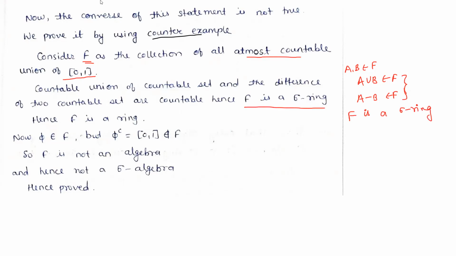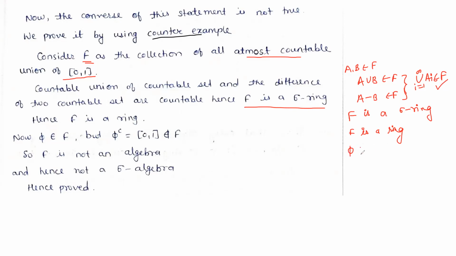F is a sigma ring, and we know that every sigma ring is a ring. So therefore, F is a ring. Also the third condition for a sigma ring, that is the union from i from 1 to infinity of A_i belongs to F, is also satisfied here. So therefore F is a sigma ring, and every sigma ring is a ring. Therefore F is a ring.